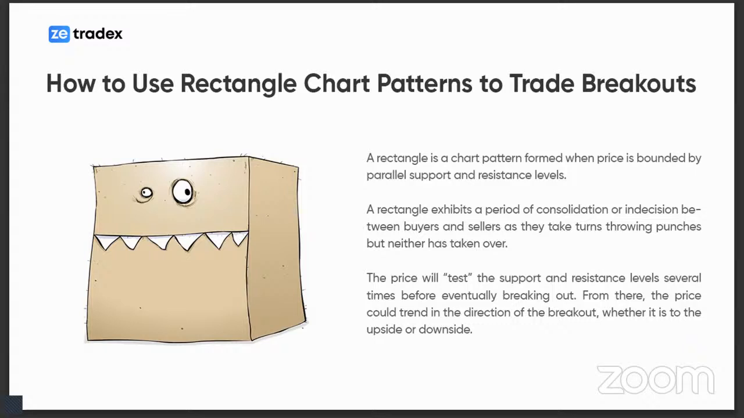Now, we have what we call the rectangle chart patterns, which are used for trading breakouts. Now, a rectangle is a chart pattern formed when price is bounded by parallel support and resistance levels. We see a rectangle exhibit a period of consolidation or indecision between buyers and sellers as they take their turns trading punches, but neither has taken over. And the price will test the support and resistance levels several times before eventually breaking out. From there, the price could trend in the direction of the breakout, whether it is to the upside or downside. The next page, please.